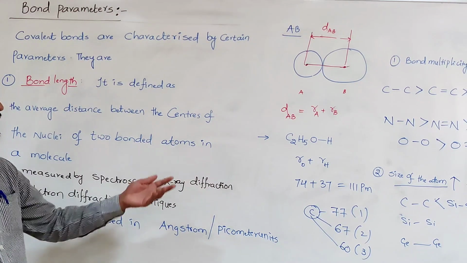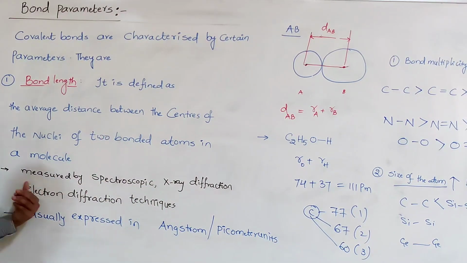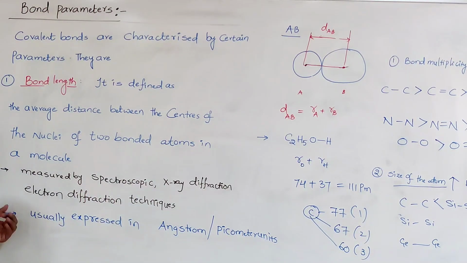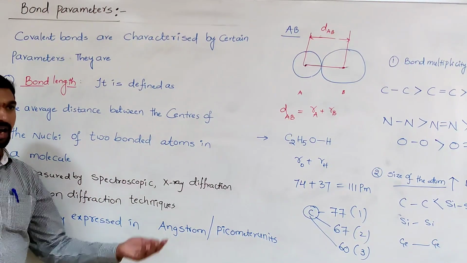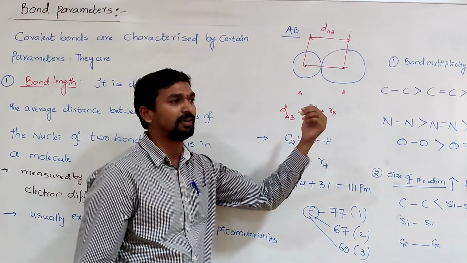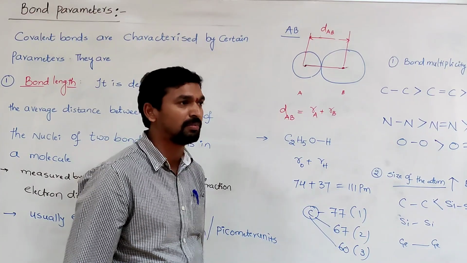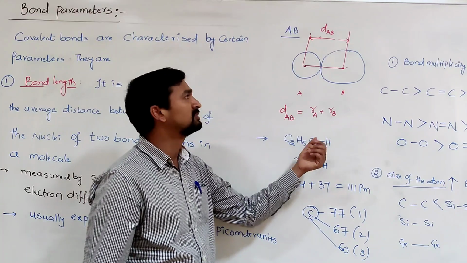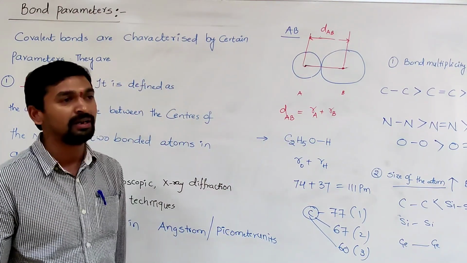And how do you calculate that bond length? Generally, experimentally it is calculated by spectroscopic, X-ray diffraction or electron diffraction techniques. Normally, how can you calculate it? We can take the atomic radii of the individual atoms which participate in the bonding. Then the sum of the two atomic radii of the bonded atoms results in the average bond length.